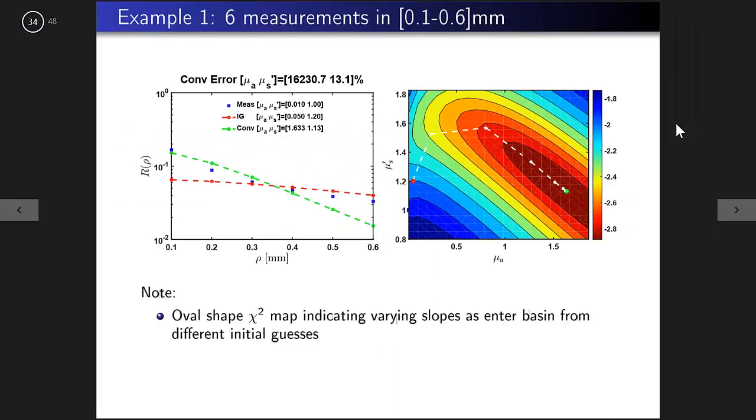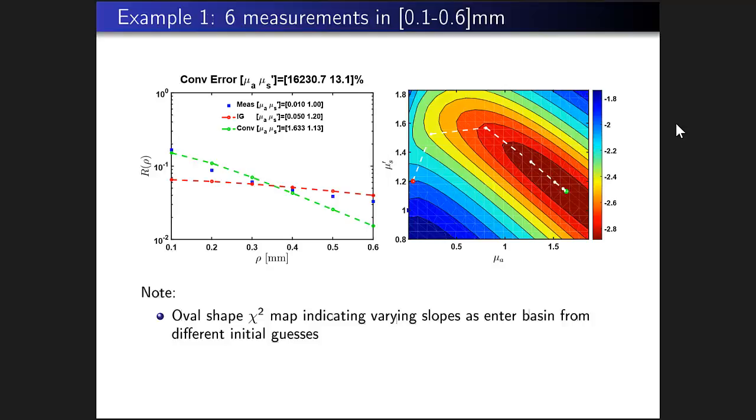So here's a picture of what happened. Here's the initial guess: 0.05 for mu a, 1.2 for mu s prime. Here's the measured, and here's what the Levenberg-Marquardt converged to. It found 1.833 for mu a. Terrible. This is the error. And then for mu s prime, here's the error. Here in blue are the measurements, here's the initial guess, and this is where the converged value is.